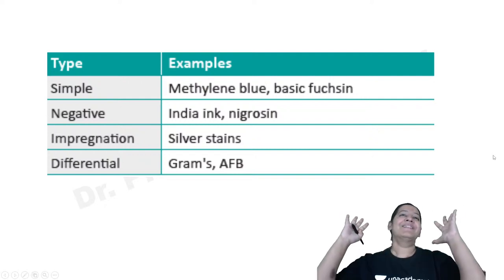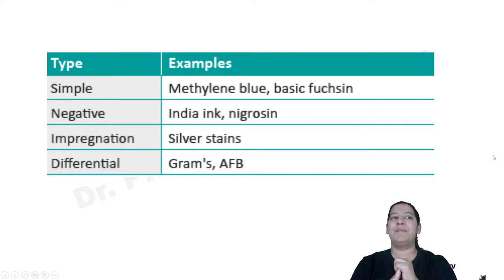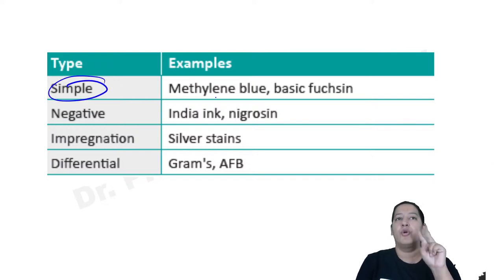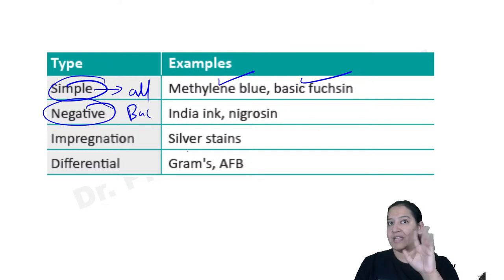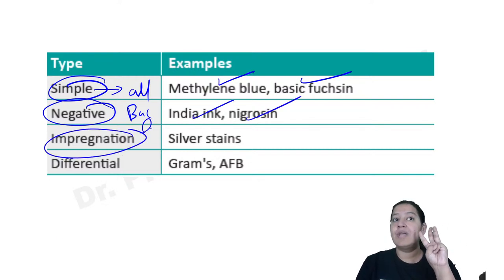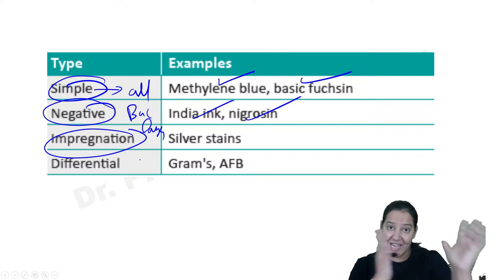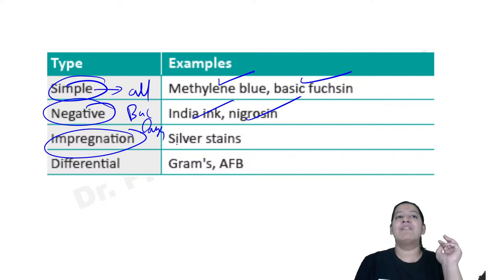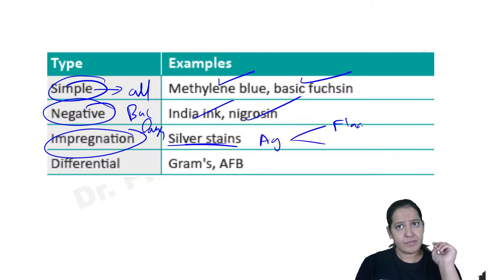Don't worry. So that is the summary of staining. So you tell me, in simple stain how many examples? I have told you two examples, methylene blue, basic question. Simple stain is the stain which gives the same color to all bacteria. Negative stain is a stain which stains the background, not the bacteria. Two examples, Indian ink and Nigrosin, right? Impregnation will do the layering. For thin bacteria, it will make them thick. So silver stain, Ag, is the example. It is used for flagella number one and spirochetes.